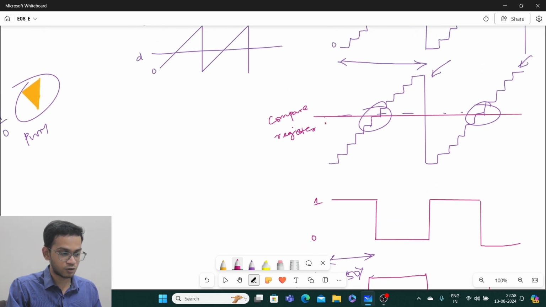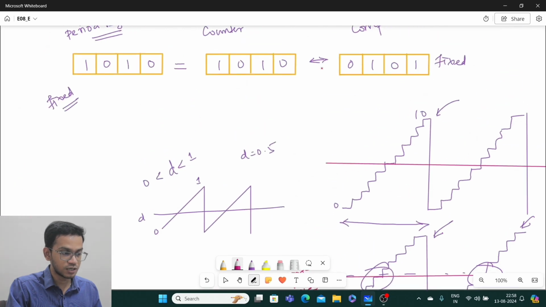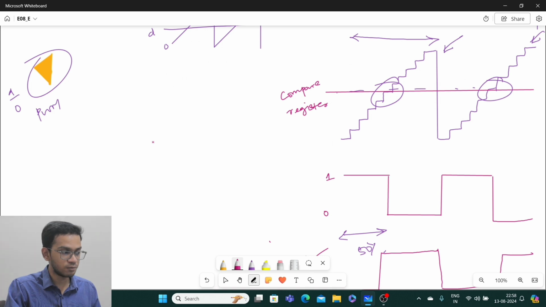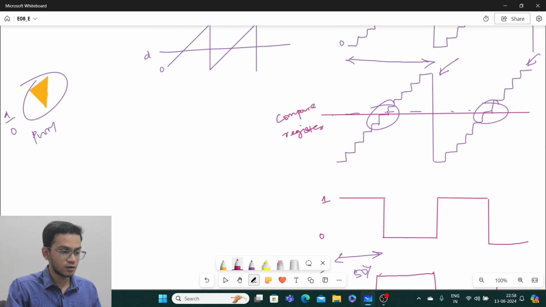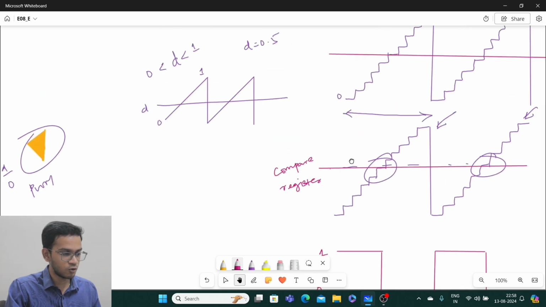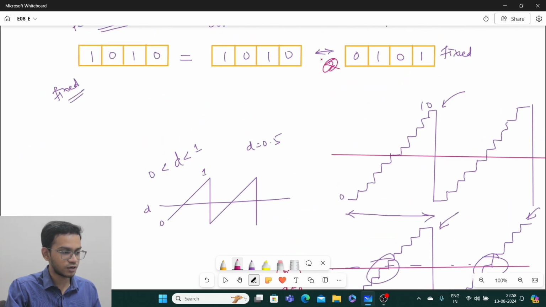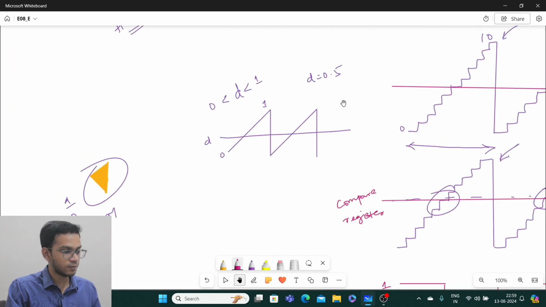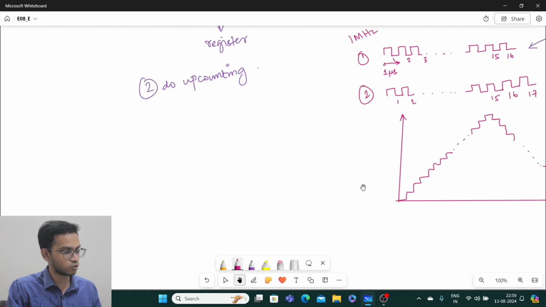I am communicating to my microcontroller that whenever your compare register, which is this register, is greater than your counter, I want a logic high in my PWM pin. On the other hand, whenever my compare register is lesser than my counter, then make this PWM pin's logic 0. I am telling my microcontroller this also as a rule.